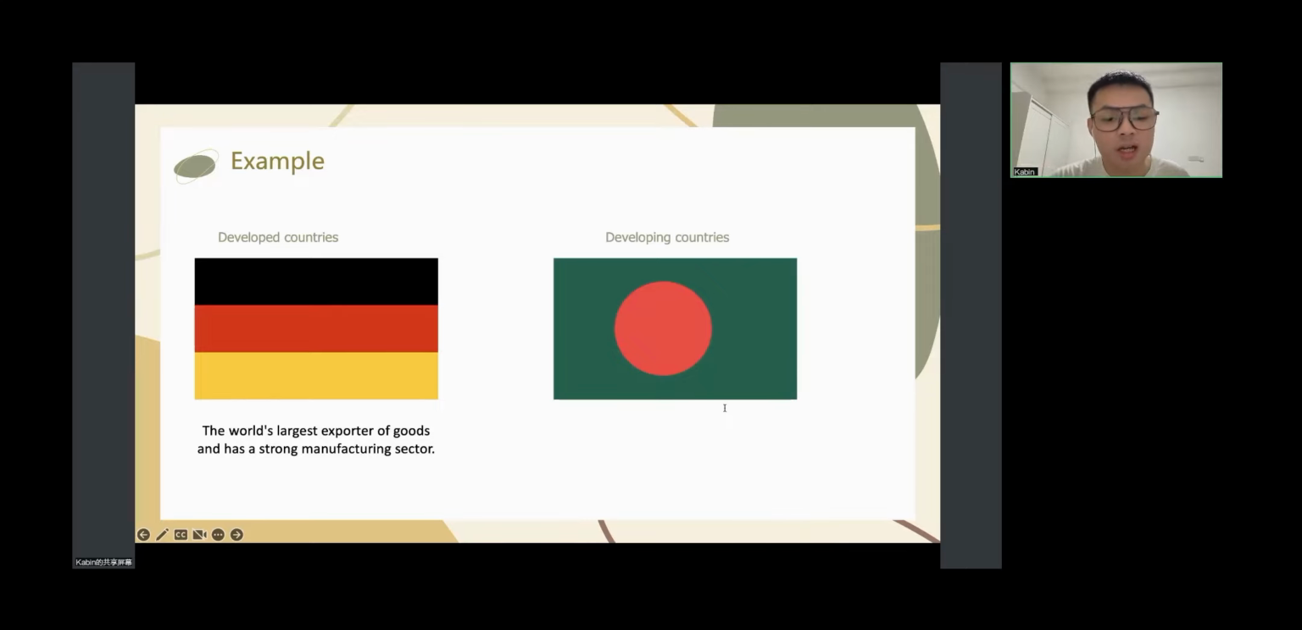Additionally, the Bangladesh government has implemented policies to attract foreign investment, which has helped to modernize its manufacturing sector and create new jobs. As a result of these factors, Bangladesh has been able to reduce poverty and improve the standard of living for its citizens.